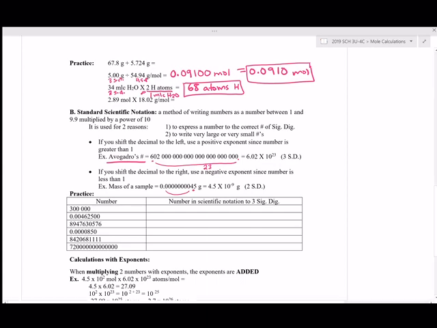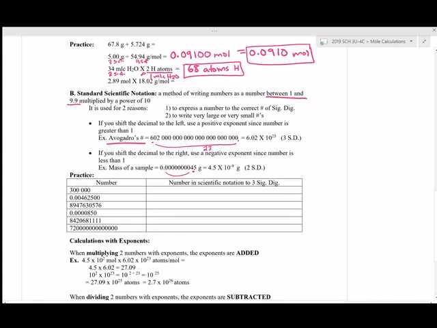Now, the number that is multiplied by a power of 10 is always a number between 1 and 9. It can be 1 point something or 9 point something, but it's never going to be 10 point something. So it's going to be between 1 and 9.9, just to give you an idea that you would never step it up right to 10, but it could be 9.99999. That would be fine. All right. Let's do a couple. That's the easiest way.